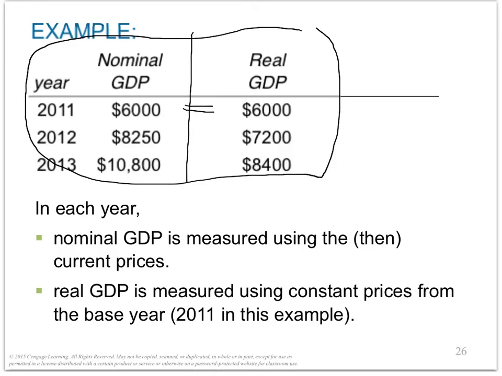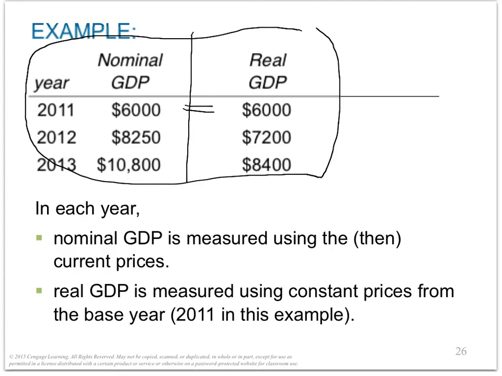And second, you realize that nominal GDP is increasing more than real GDP. Why? Because real GDP is not affected by changes in prices. Changes in real GDP reflect only changes in the amounts being produced. But the changes in the nominal GDP reflect both the changes in prices and changes in quantity.